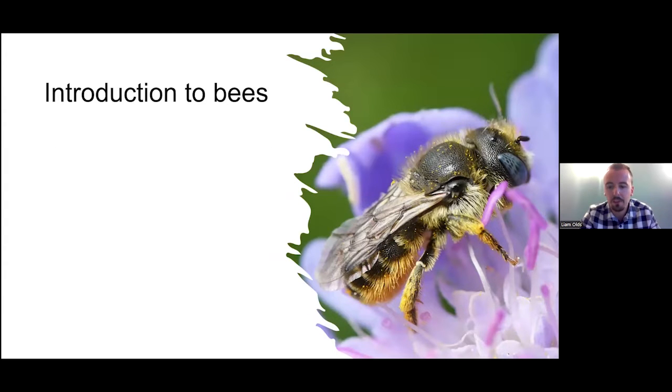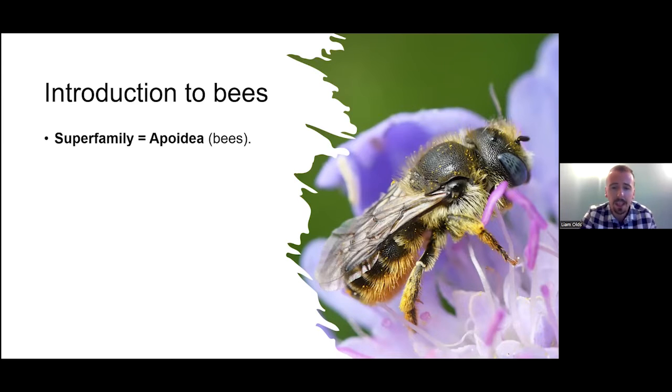By way of an introduction to bees. Bees fall within the insect order Hymenoptera, which are the bees, the wasps, and the ants. And this basically means that, as insects, they've got a three-part body: a head, a thorax, and an abdomen. And then they've also got two pairs of membranous wings, so four wings altogether. In contrast to something like flies, which have just one pair of wings, bees, and wasps as well, have four wings altogether, two pairs.